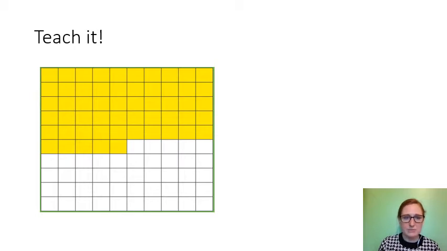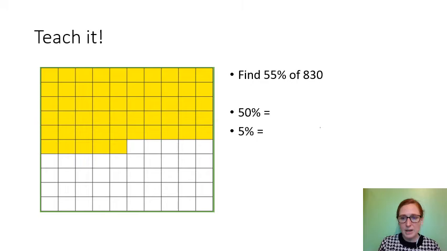Our next example is 55%. We're going to find 55% of 830. So to start this one off, I'm going to split it up into 50% and 5%. Now I could have split it up into 10, 10, 10, 10, 10 and 5, but actually it's quite easy to find 50%. 50% is half of 830. Well, half of 800 is 400, half of 30 is 15. So I know that would be 415. 50% is 415.